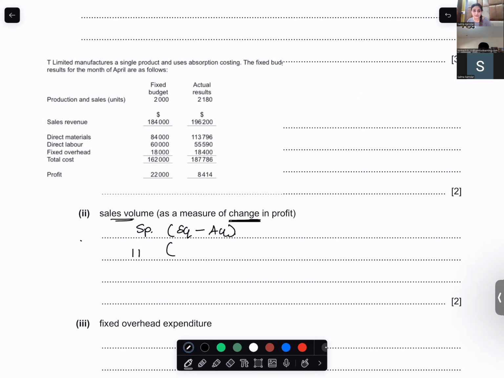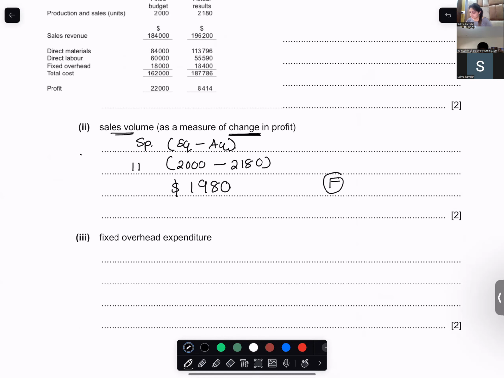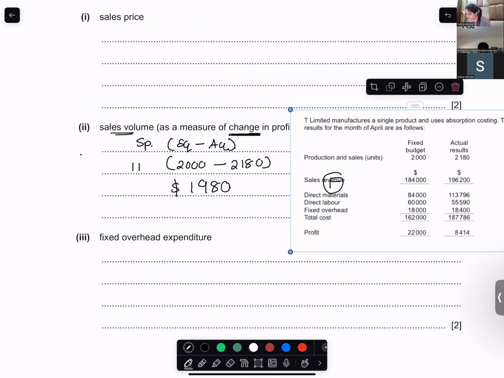Standard quantity is how much? 2,000. Actual quantity, 2180. So it's 180. Adverse or favorable? It should be favorable because we sold more. How much? 11 into 180. So 1980. $1980. With me?